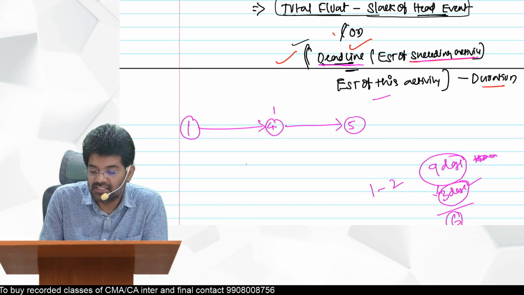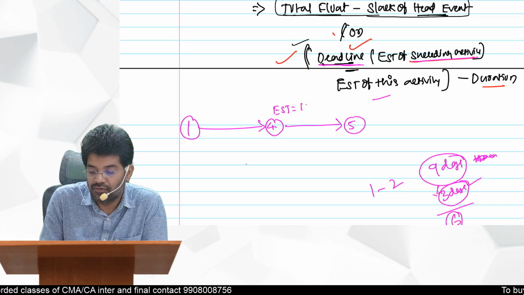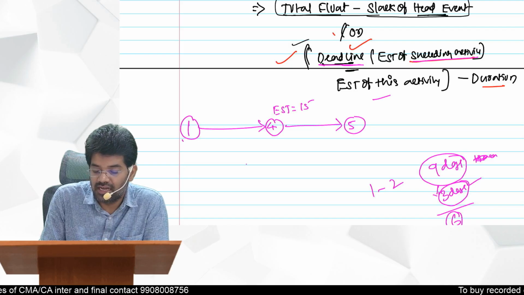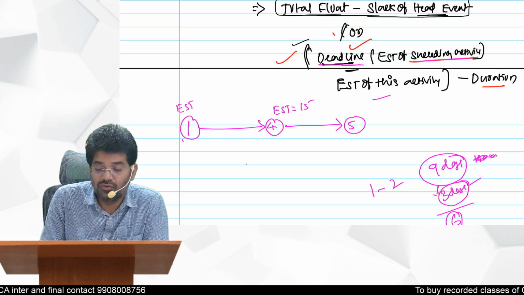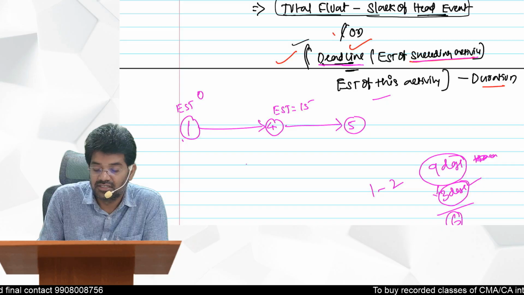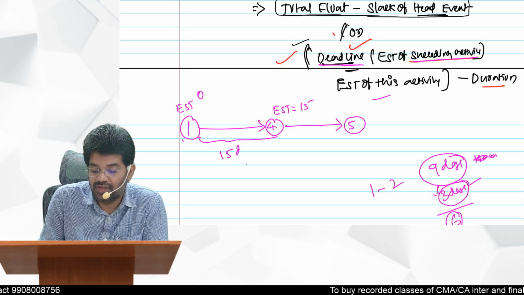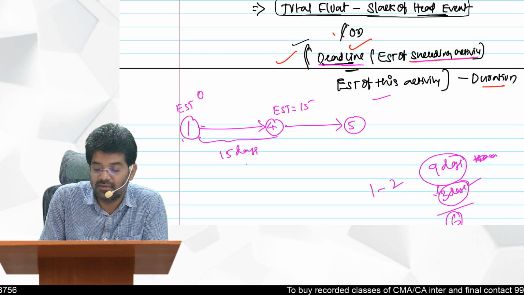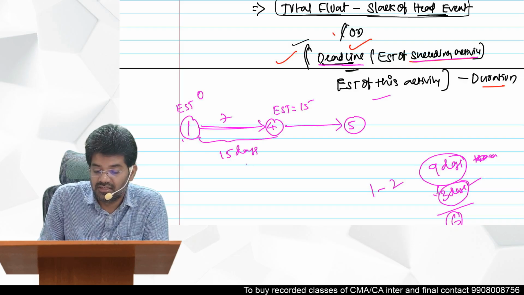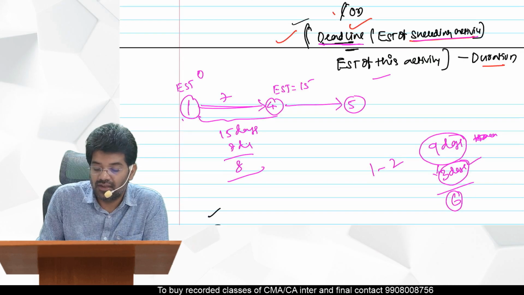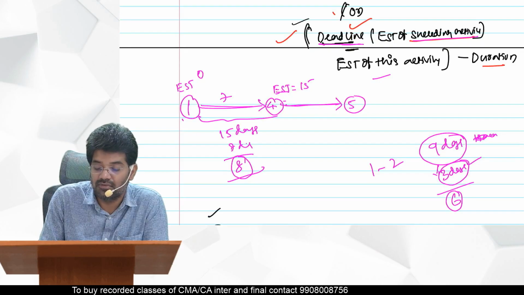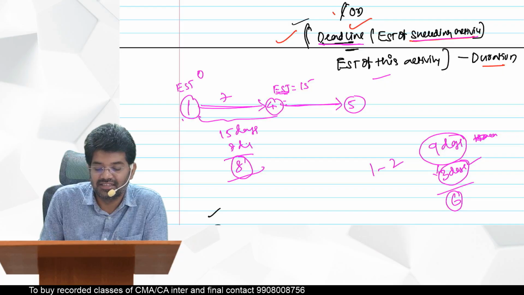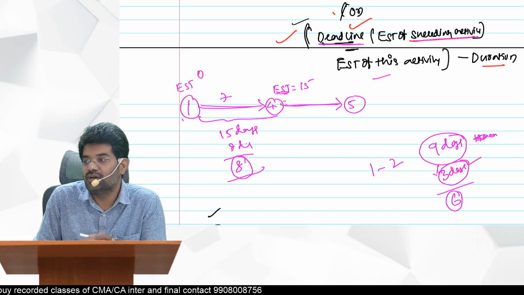So what is the earliest start time of 4 to 5? 15 days. That means, what is the earliest start time of the 1 to 4 activity? 0 days. So overall how much time is available? 15 days is available. What is the activity time of 1 to 4? 7. If you remove 7, what is the float? 8 days is the float. Now, if you utilize these 8 days, will it affect your next activity? No. Earliest start time of the next activity will not be affected. So that is called your free float.